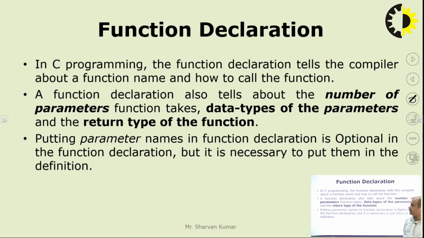So function declaration in C programming. The function declaration tells the compiler about the function name and how to call that function. A function declaration also tells about the number of parameters the function takes, the data type of those parameters, and the return type of that function. Putting parameter names in the function declaration is optional, but it is necessary to put them in the function definition.